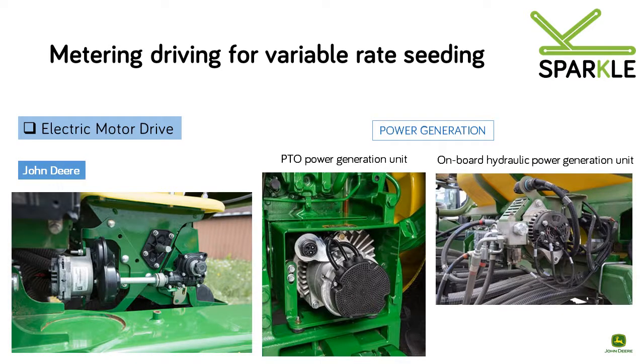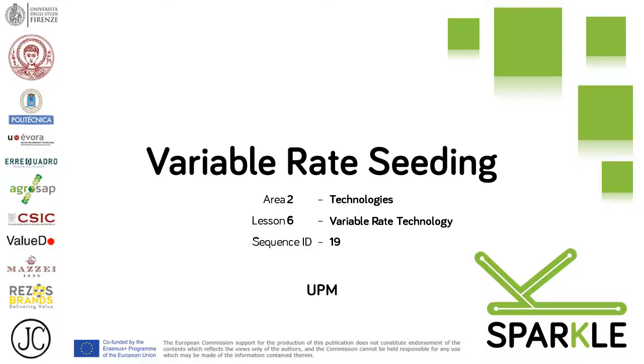Finally, a power generation unit is needed to power the electric motors. Here we can see two options: an onboard hydraulic power generator that utilizes power beyond, and a power takeoff power generation unit. The main advantage of this system is that it frees up hydraulic capacity on the tractor, as the PTO powers the generator. And that's all for now.